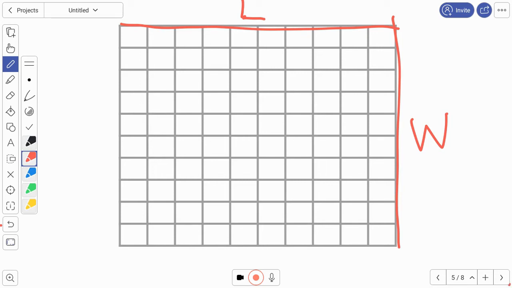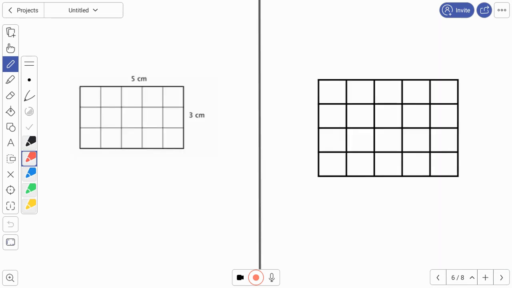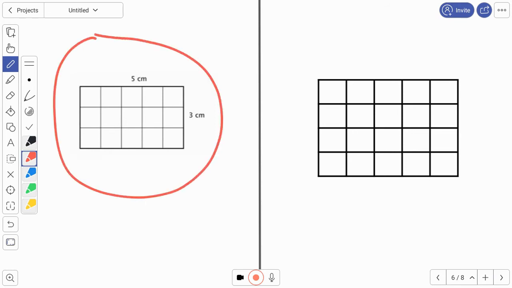Okay? So let's think about a problem. Let's say we were measuring a wall or we were measuring a piece of paper. Makes more sense maybe because we're working with centimeters. Let's say we're measuring this little piece of paper. I get out my ruler and I'm going to measure in centimeters. All right?